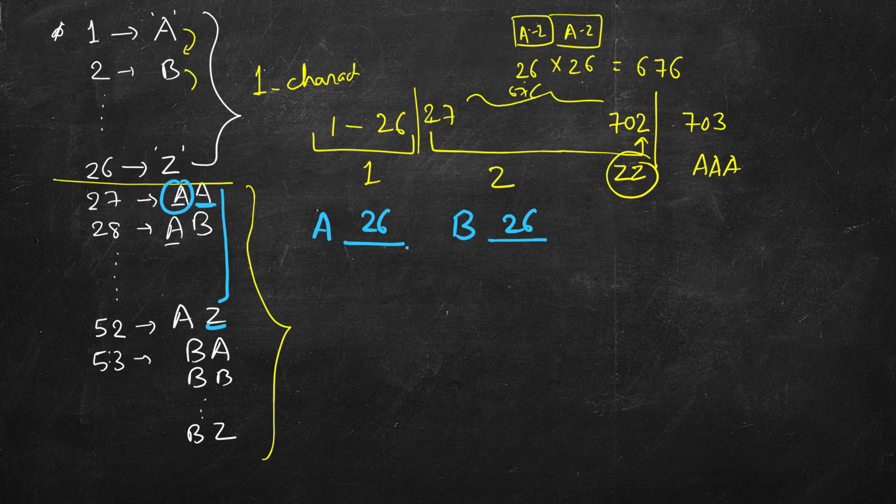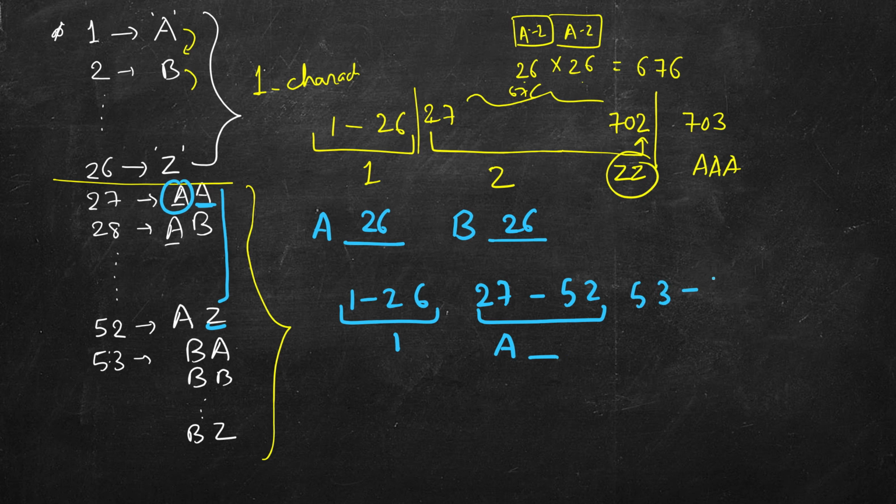Next, B is constant, and then again 26 values, and so on. So you can see that 1 to 26 is one character. 27 to 52, the first character is fixed, A underscore. Then 53 to 78, it's B underscore. So it continues like this.